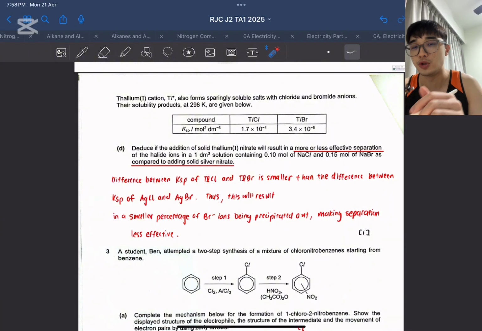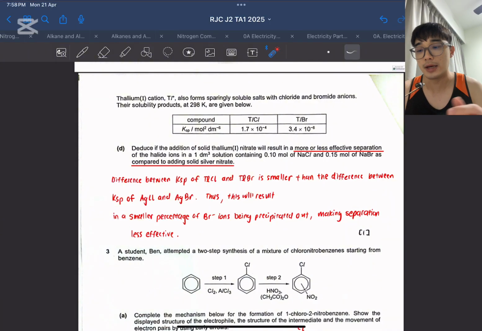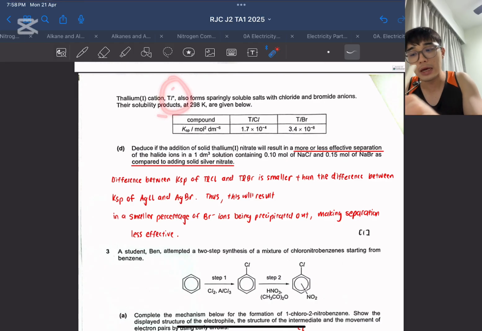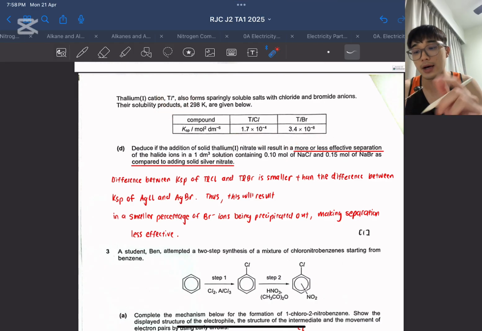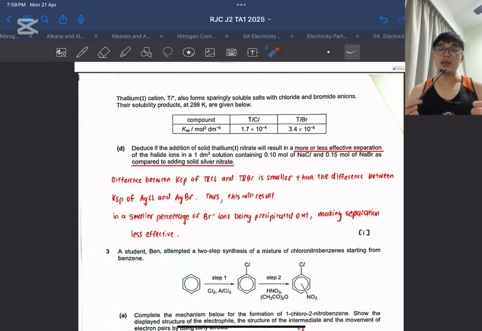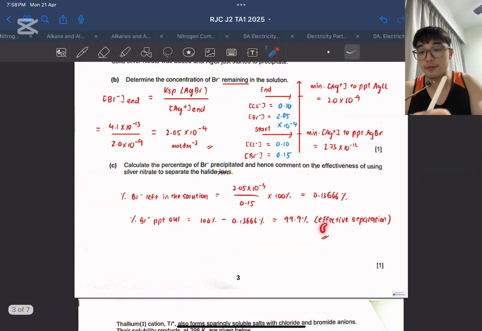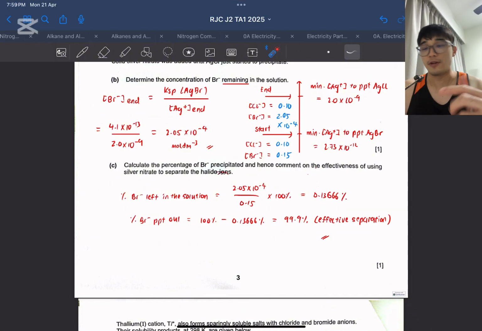Okay, we have this next part here which uses a different cation. Instead of using Ag+, they decided to use this thallium+ ion, right? These are the KSPs of each ion, and now they ask, will this give you a more or less effective separation compared to adding silver+ ion instead? What does it mean to have a more or less effective separation? Basically this. A more effective separation means the percentage that precipitated out is a lot higher. That's an effective separation. A separation that's not effective means maybe the percentage that actually got out of the mixture is like 70%, 80%. That's not an effective separation.